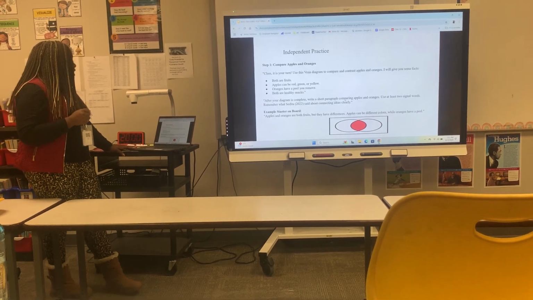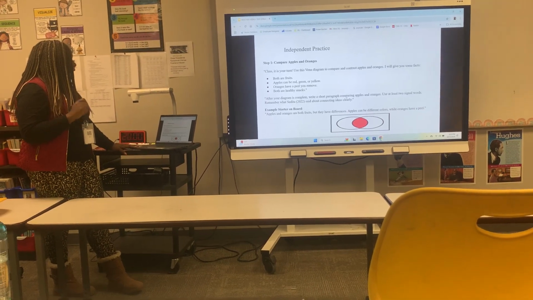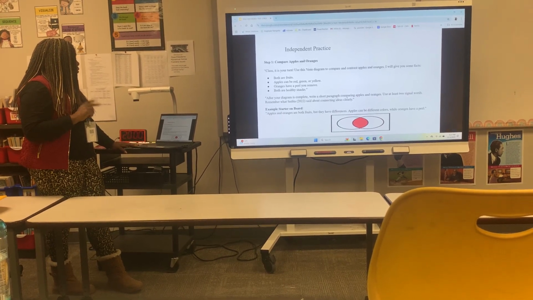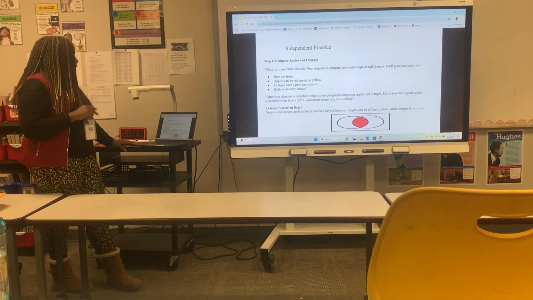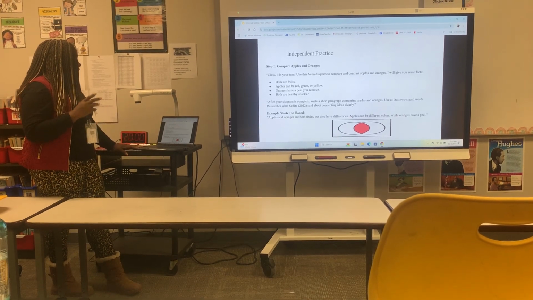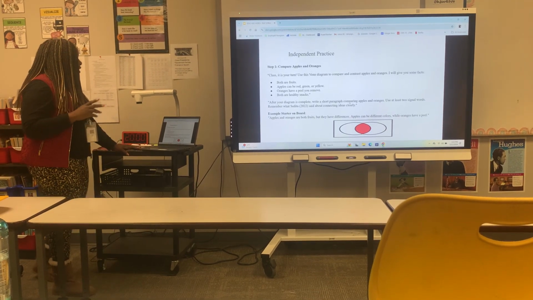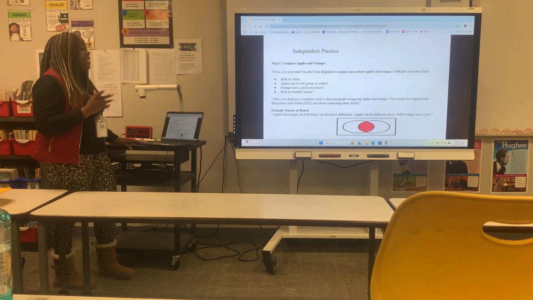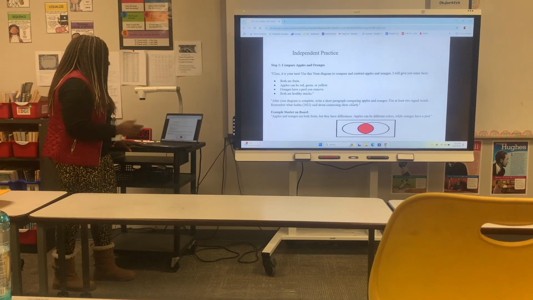After your diagram is complete, write a short paragraph comparing apples and oranges and use at least two signal words. And remember what Sedita 2022 said about connecting your ideas clearly. So for example, apples and oranges are both fruits, but they have differences. Apples can be different colors, while oranges have a peel.